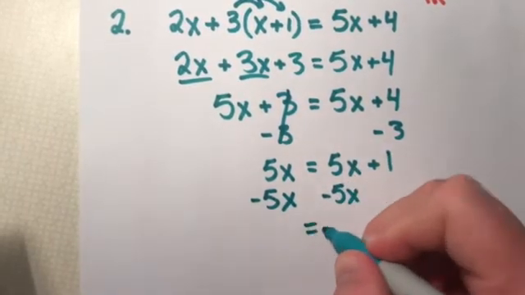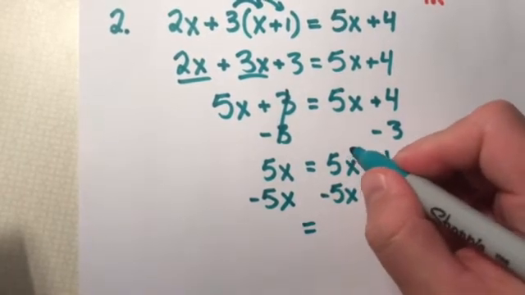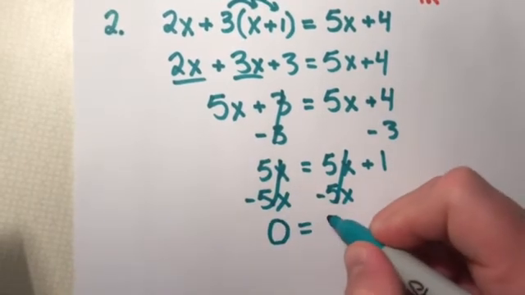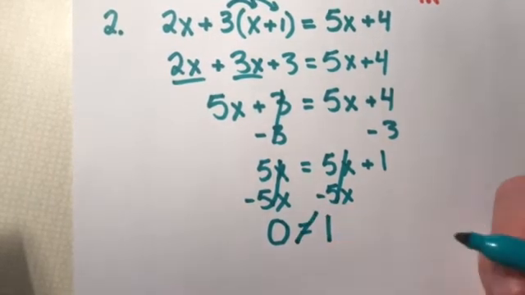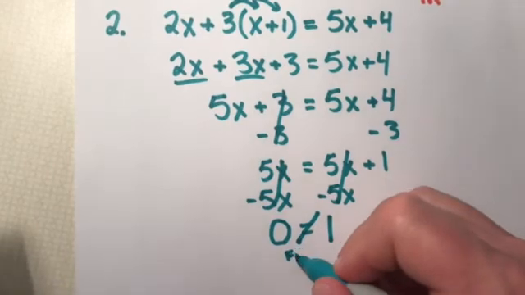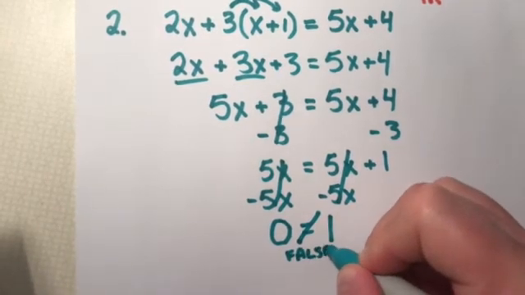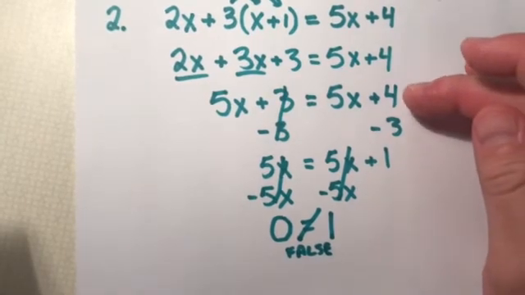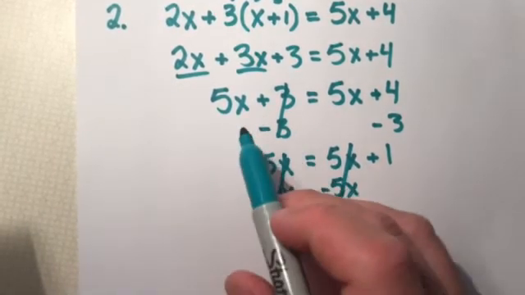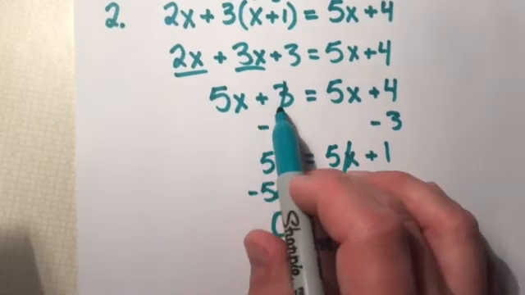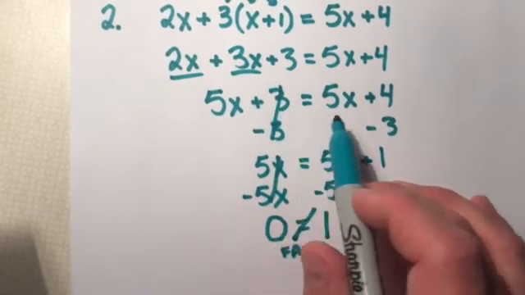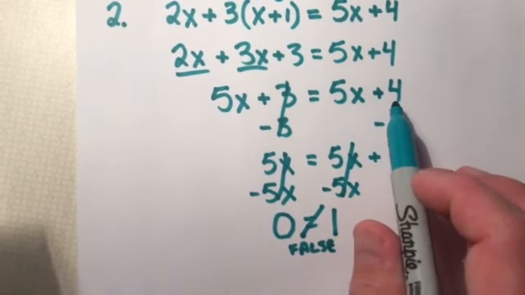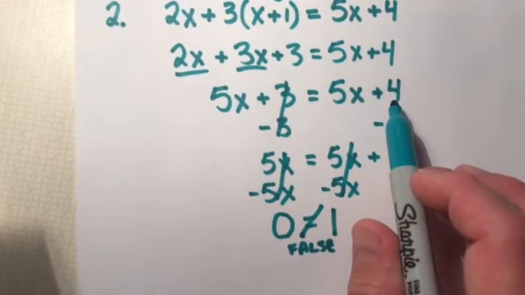And notice that something kind of weird happens here as well. 5x minus 5x is 0. 5x minus 5x is 0. We get 0 equals 1, which is not true. This is a false statement. And maybe to explain this, I might go back up to, say, this step right here. 5 times a number, add 3. This says it's equal to 5 times that same number, add 4. These are never going to be in balance.